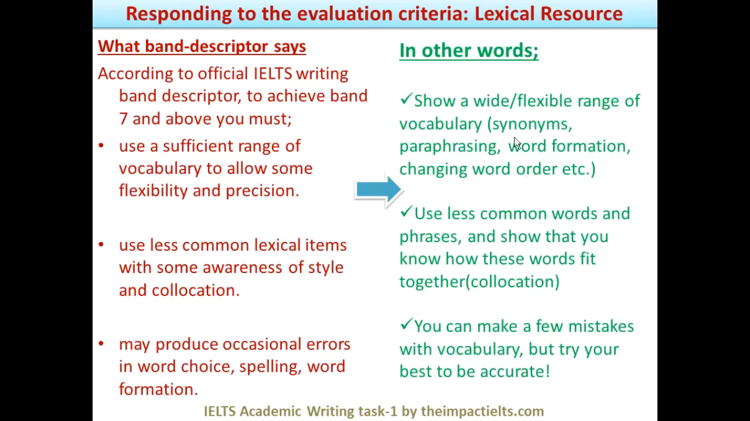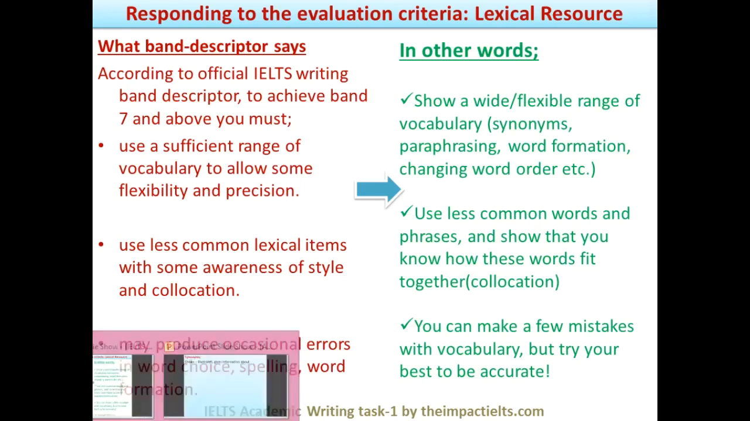What does that mean? Use synonyms, paraphrasing, word formation, changing word order, etc. So basically these four. Let me show you briefly what exactly it can mean for you. The first is synonym. You have to use synonyms.